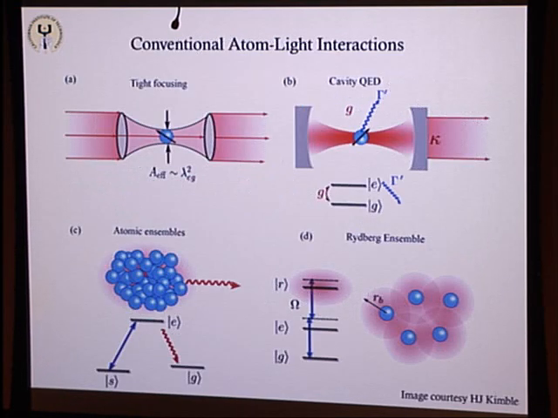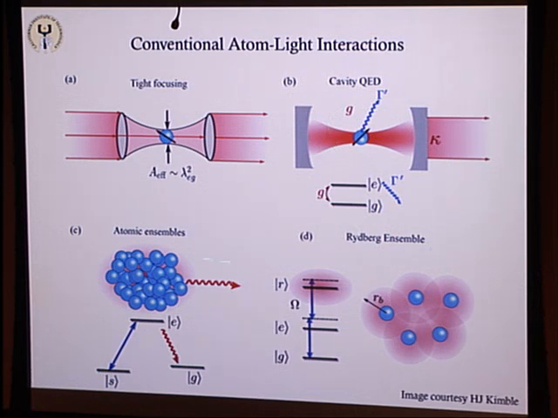And so I just want to give an overview of conventional atom-light interaction. I talked about this tight focusing where you can get an interaction that's not exactly very good for the kind of quantum memories that we want to create, and of course cavity QED that I talked about before.